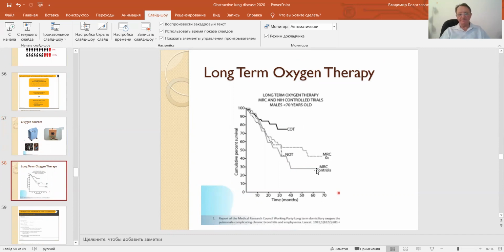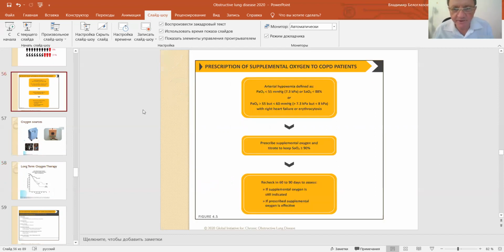Long-term oxygen therapy is approximately 16 hours per day. This is very important, and we should strictly recommend that patients with COPD with second degree of respiratory failure use long-term oxygen therapy when saturation of oxygen is less than 88% at rest and lower. So the time of the lecture is over.